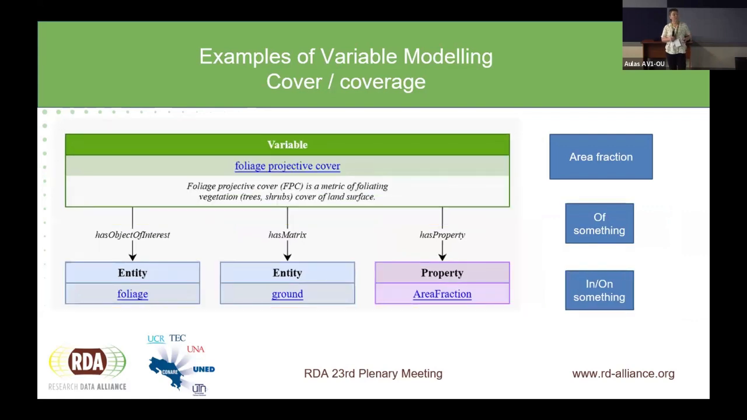So again, a common way. If we look at the foliage projective cover, then it is the same. Basically, all that changes is the object of interest, which in this case is the foliage, and the matrix, or the entity against which this is measured, the ground, is the same as in the previous example. So if we use common vocabularies to annotate those terms, or we use vocabularies that are actually connected to each other, then that's when we can test interoperability between the different data sets.